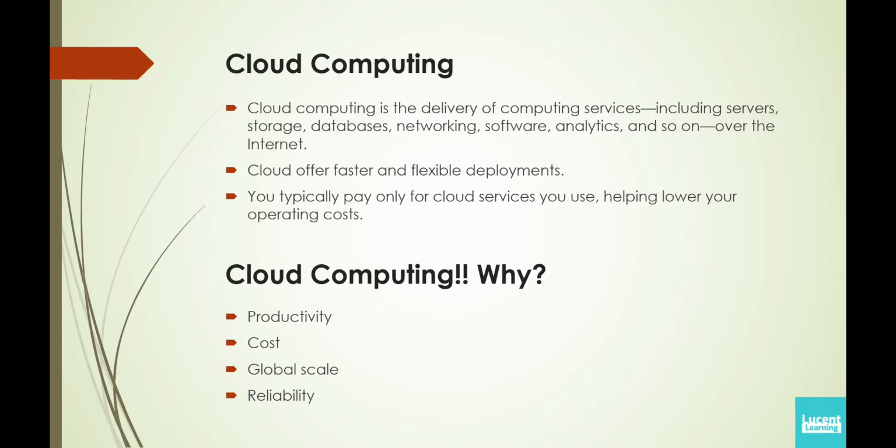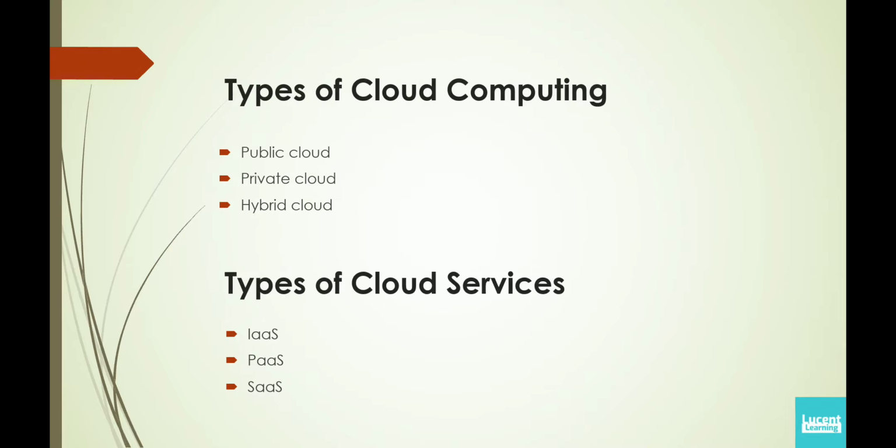So let's go to the next part, that is types of cloud computing. There are three types of cloud computing. The first is public cloud, the second one is private cloud, and the third one is hybrid cloud. So let's go with the public cloud first. Public clouds are owned and operated by third-party cloud service providers, which deliver their computing resources like servers and storage over the internet.